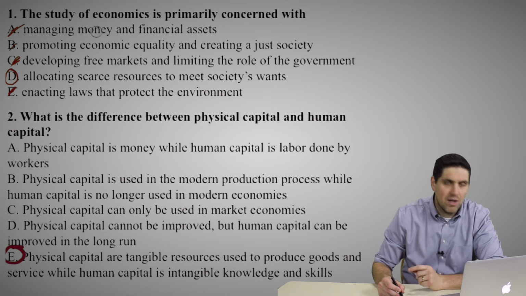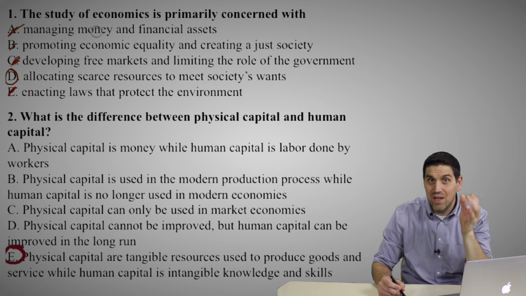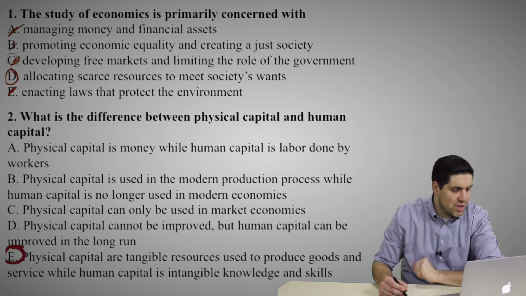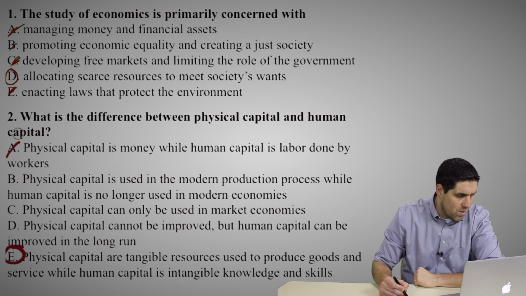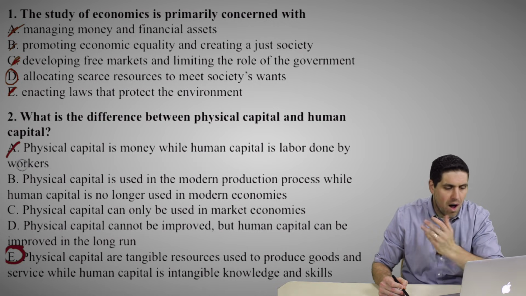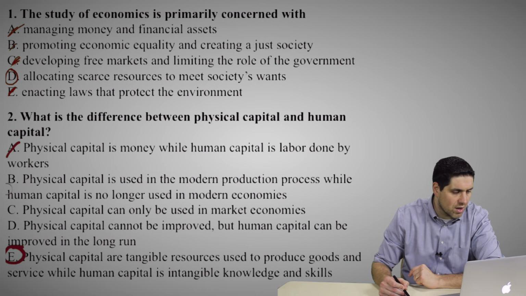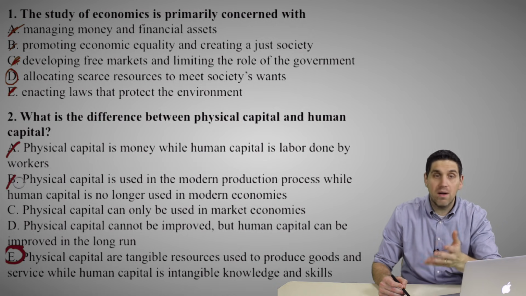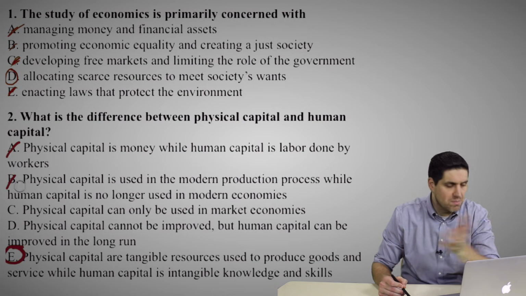Physical capital is money. No, a lot of people, when they hear the word capital, think of finance, capital is money. Not in this class. From now on, you hear the word capital, it's machines and tools. All right, so nope. Physical capital is used in a modern production process. Human capital is no longer used. That's wrong. Physical capital can only be used in market economies. No, a command economy can definitely use machines and tools.